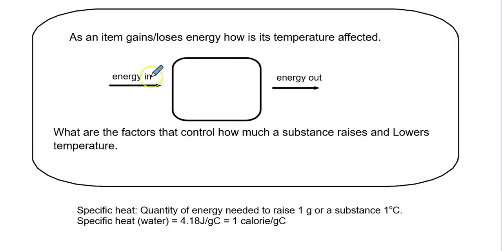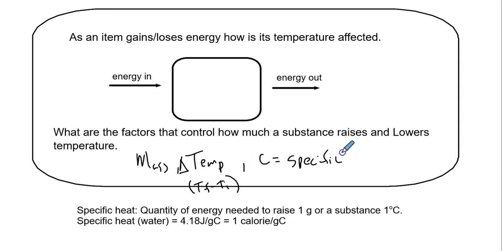All right, as an atom gains and loses energy, how is temperature affected? What are the factors? We have mass, as we mentioned in earlier videos. We have temperature change, and change in temperature is how we usually do it: temperature final minus temperature initial. And our last one is the C, or the specific heat, which I alluded to in the previous video.